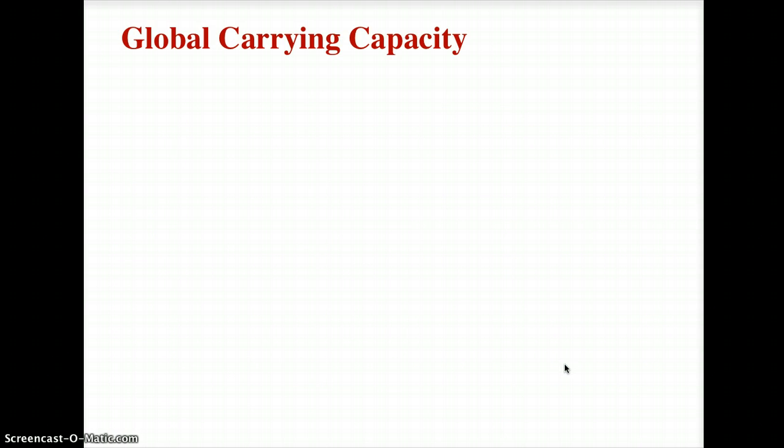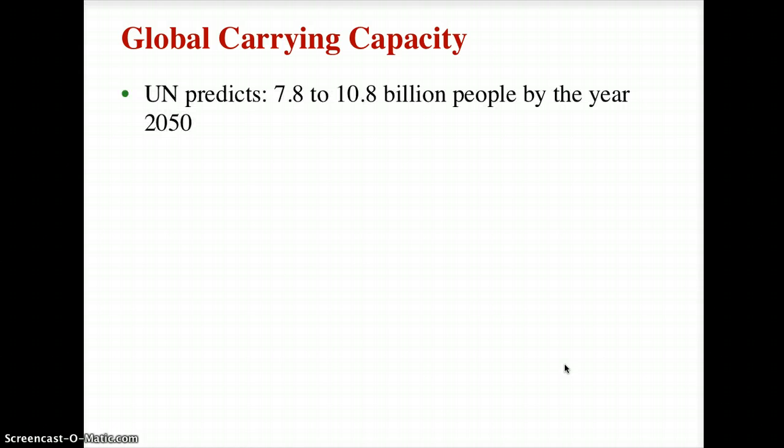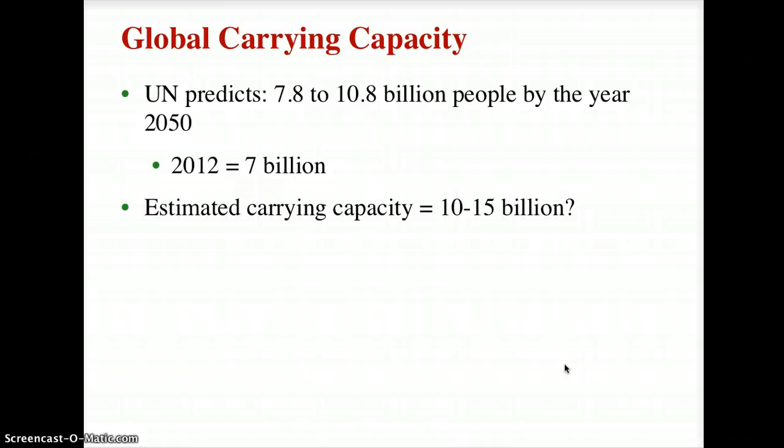So, global carrying capacity. The UN predicts 7.8 to 10.8 billion people by the year 2050. In 2012, there were 7 billion people. The estimated carrying capacity is around 10 to 15 billion.